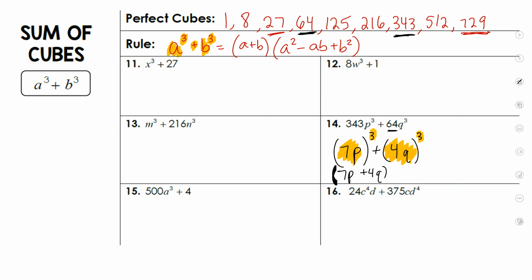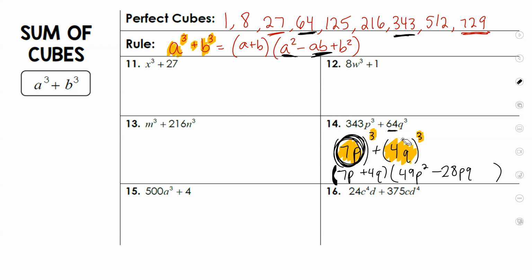And then we're gonna do a squared. So that means this is my a value. If I square it, what's 7 squared? 49 and then p squared. Minus, it wants us to do a times b. This is a, this is b. So 7 times 4 is 28. And then you have p cubed.